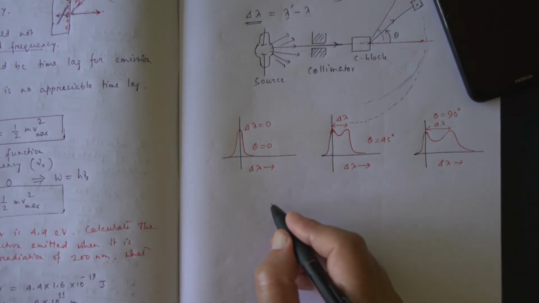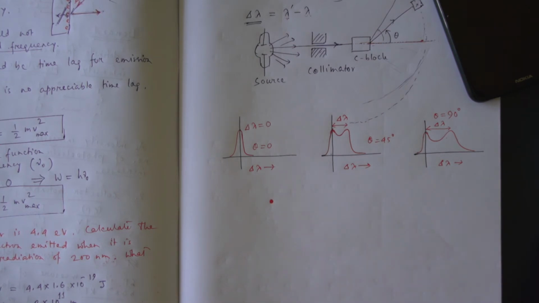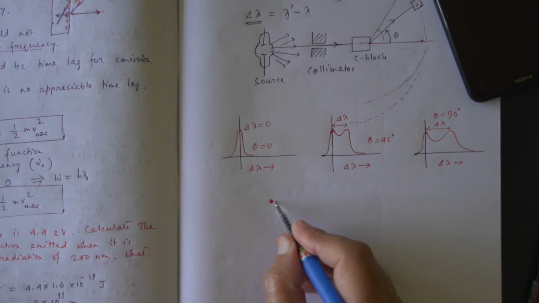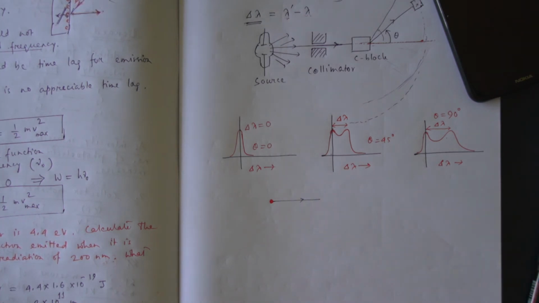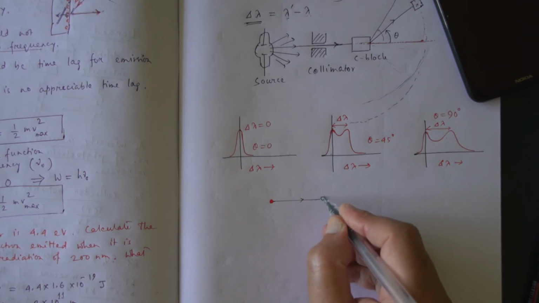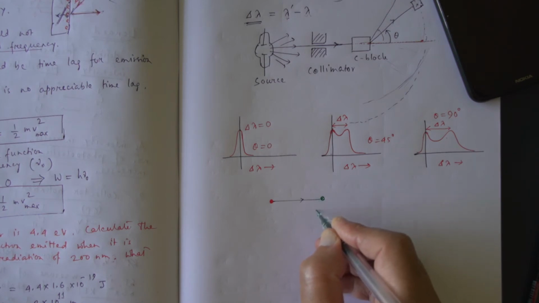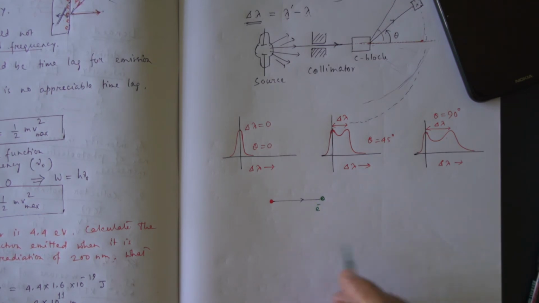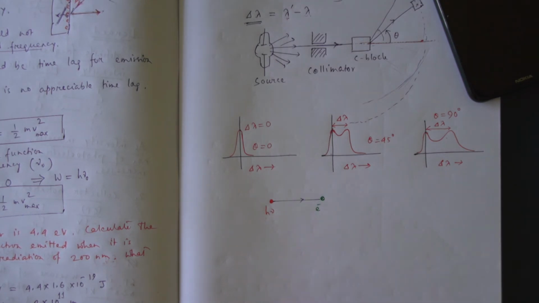First, say this is the X-ray photon. It is coming and hitting the electron. This is the electron in the carbon block. This is the photon with energy h nu.